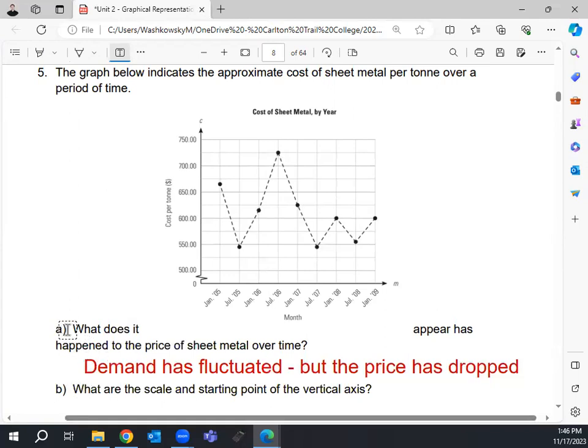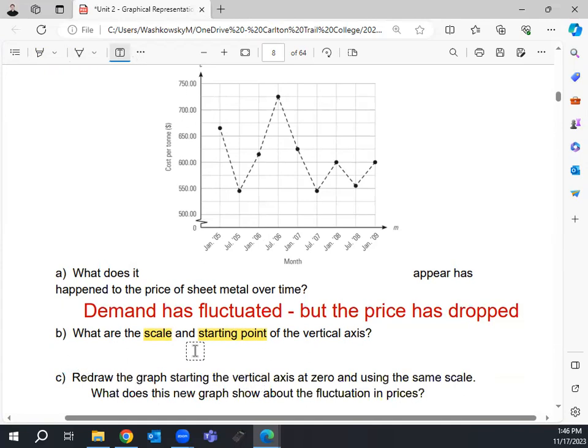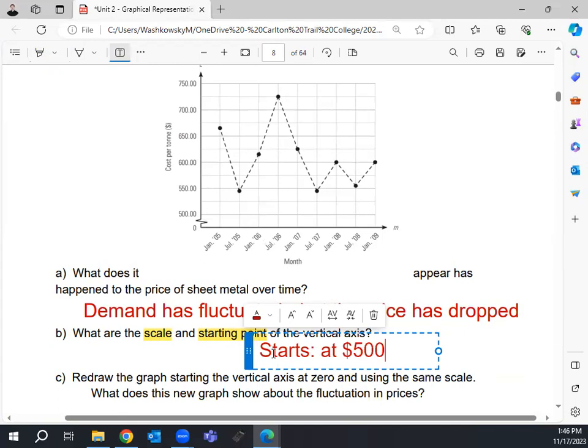So the next question here asks us two things. What is the scale and the starting point of the vertical axis? The starting point is 500. It is not 0. This little squiggly line tells me that I'm starting at 500. So it starts at $500.